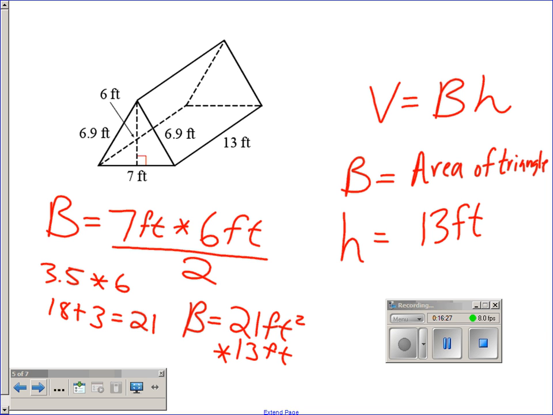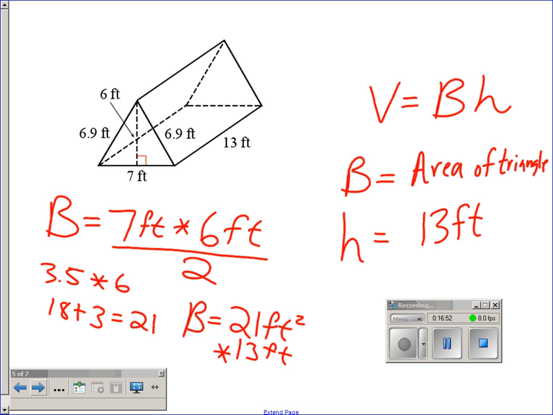I need calculators out. Oh no, she got it. No, you don't. I'm going to get, is it 273 feet cubed? Anybody know how I did 273 feet cubed in my head?